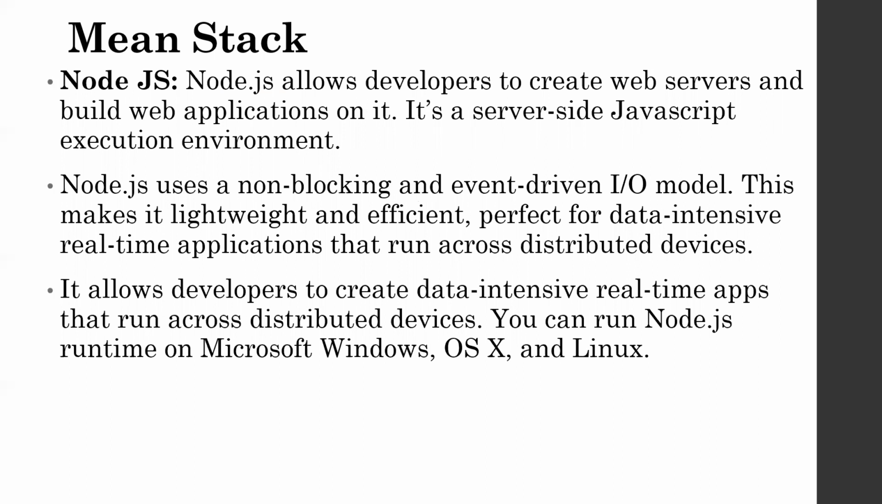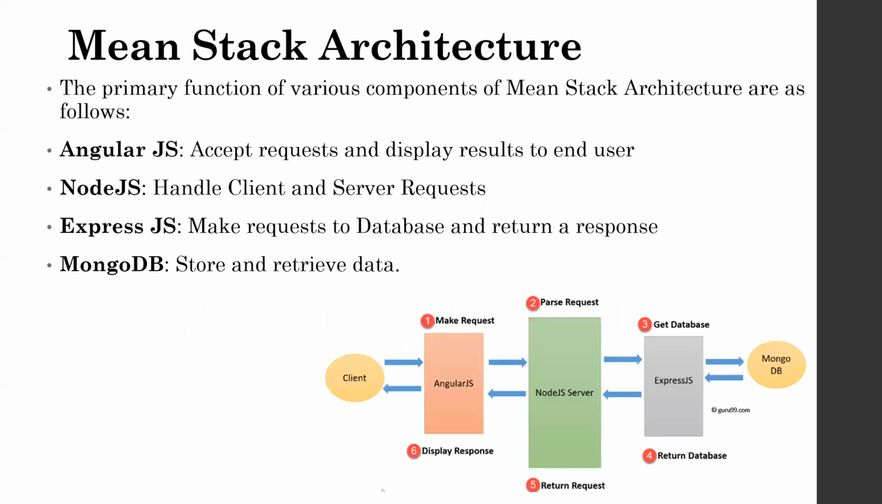Node.js provides us an environment where we are going to run our application, a server side environment, and it allows developers to create data-intensive real time applications that run across distributed devices. So with the help of this, we can run it on Windows as well as any other operating system. Okay, and now the MEAN stack architecture.